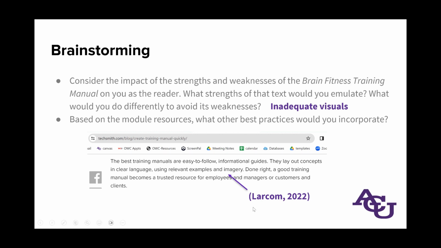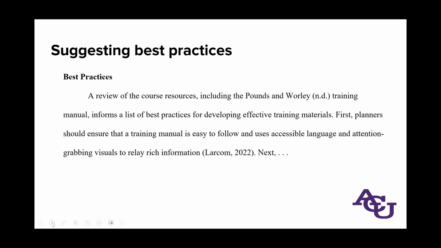I remembered reading one of the blog posts that were provided in the readings for the week, the one by Larkham, 2022. They wrote this, and it relates to visuals as well. The best training manuals are easy to follow, informational guides. They lay out concepts in clear language using relevant examples and imagery. Done right, a good training manual becomes a trusted resource for employees and managers or customers and clients.